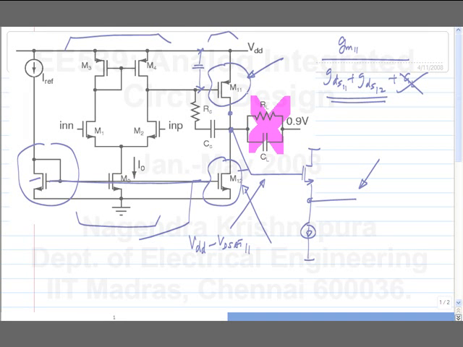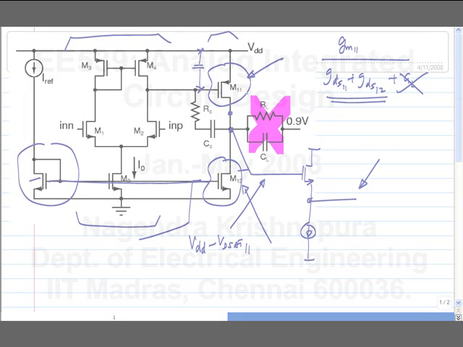I want to get a good GM from the second stage so that it can either drive a heavy resistive load or heavy capacitive load. In case of heavy resistive load, you need to get enough DC gain. In case of heavy capacitive load, the GM should be sufficient to place the second pole beyond the unity gain frequency. So generally the GM of the last stage is important.